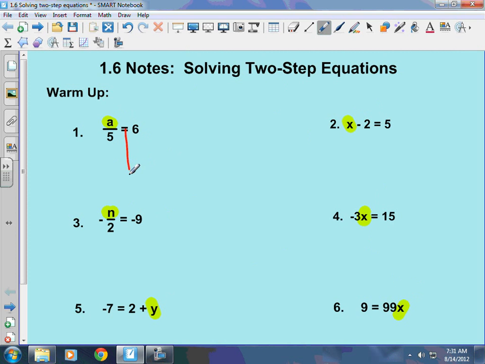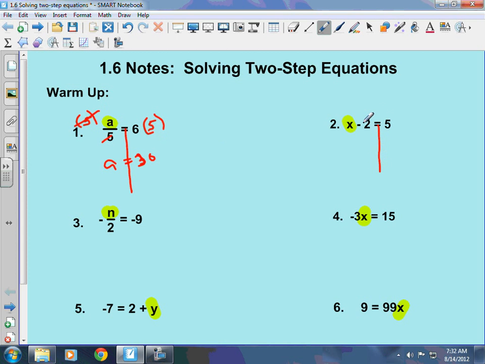So the first thing I do is I draw a line at the equal sign. Then I ask what's going on between the letter I want by itself and the number I have to move. Well, this is division. How do you undo division? Multiplication. So I multiply both sides by the number. My 5's cancel. A equals 30. That is because 30 divided by 5 equals 6.